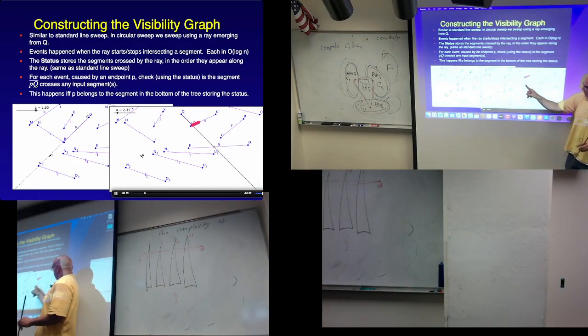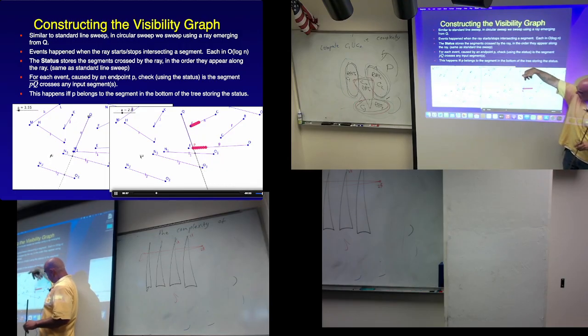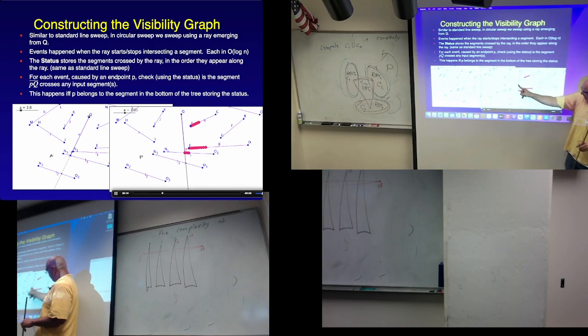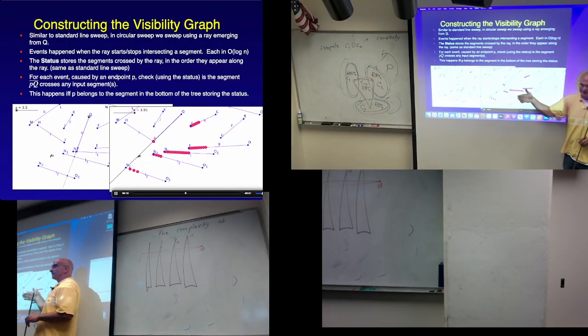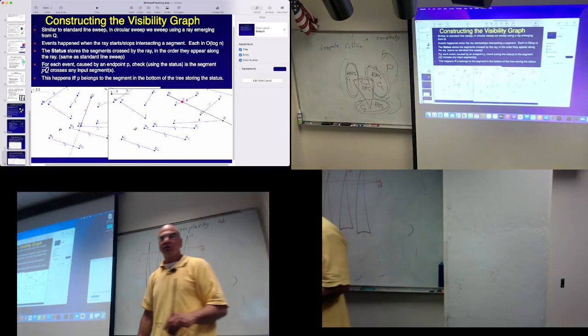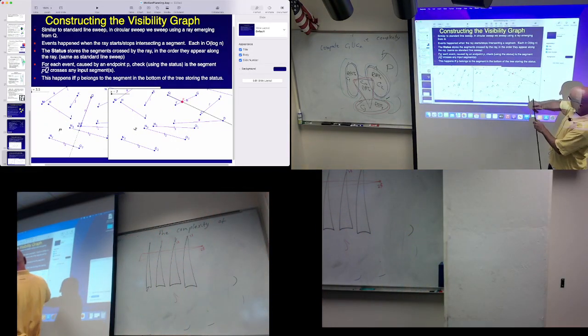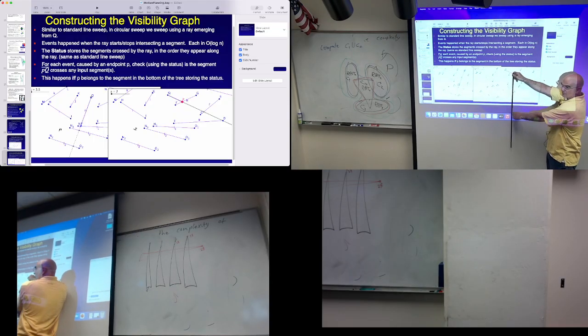I keep the status. What is the status? What are the segments that you intersect? What are the segments that the sweep intersects at every moment? Right now my sweeping ray intersects this one and this one and this one. How does the status store these segments? They store them all sorted, in what order? The status sorts the segments in the order that they appear along the ray, just like a normal line sweep.